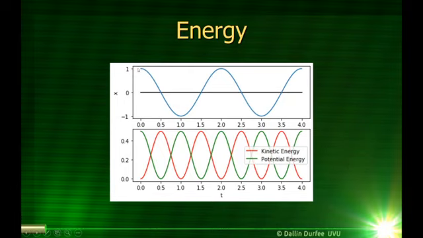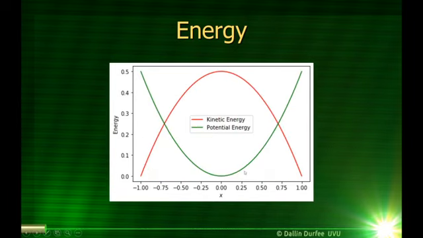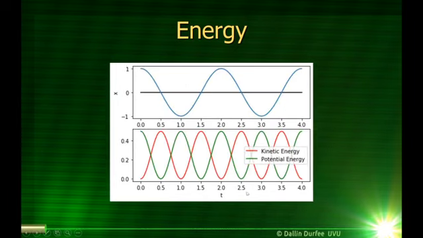So here I've plotted a sine wave. Here's my mass that's oscillating with time. And down here, instead of plotting energy as a function of position like I did here, I'm plotting energy as a function of time. You can see when the mass is at its most positive position, that's when I have the highest potential energy and my kinetic energy is zero.